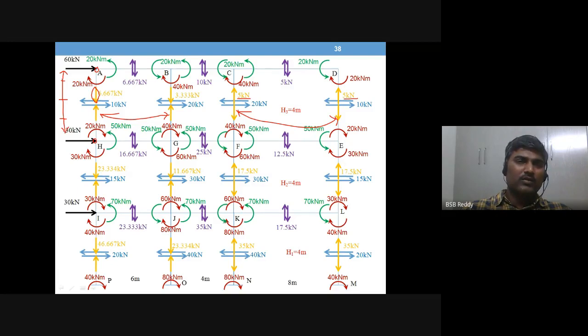Now you just look at this as a single member, as a column. What you have now is tensile force. That is what I said. So the left two columns are in tension, the right two columns are in compression. Something like this.